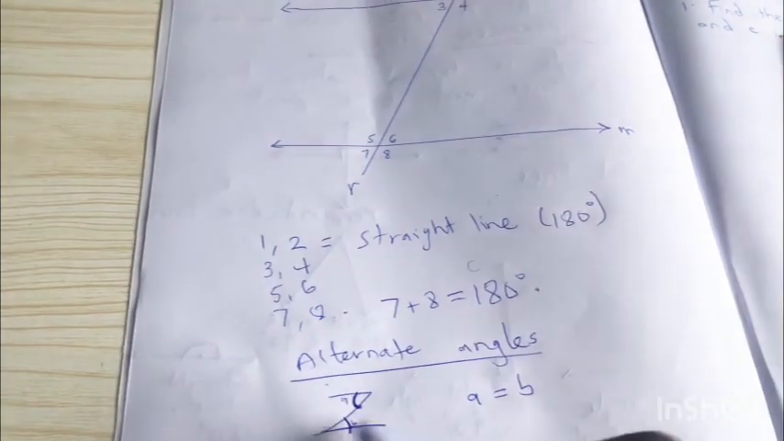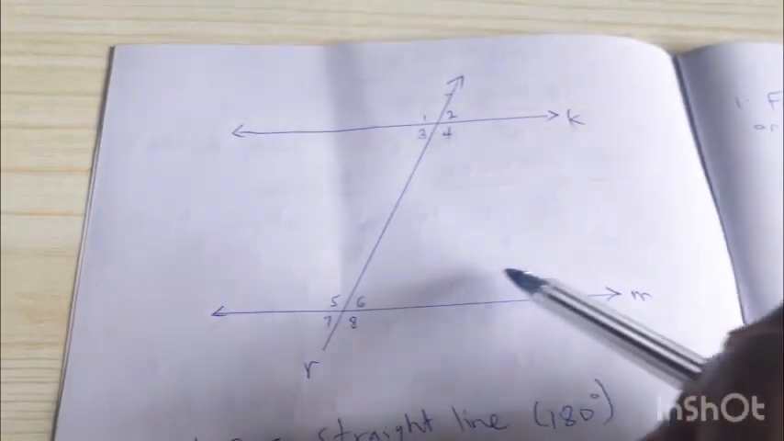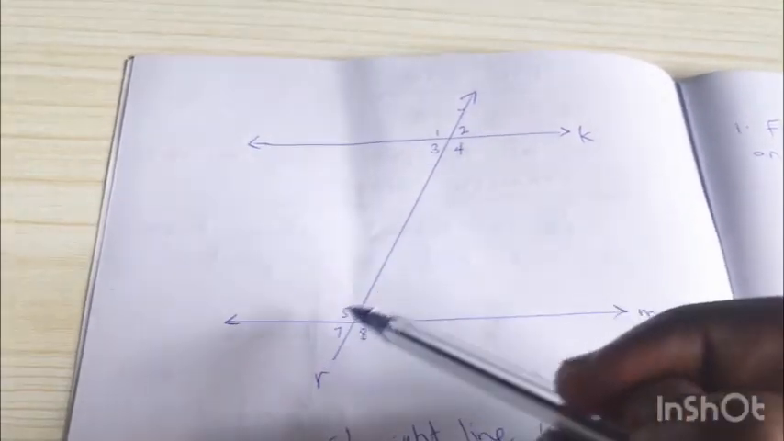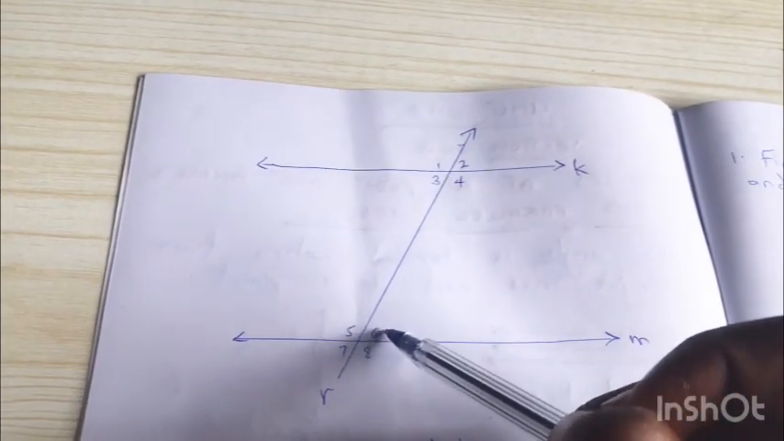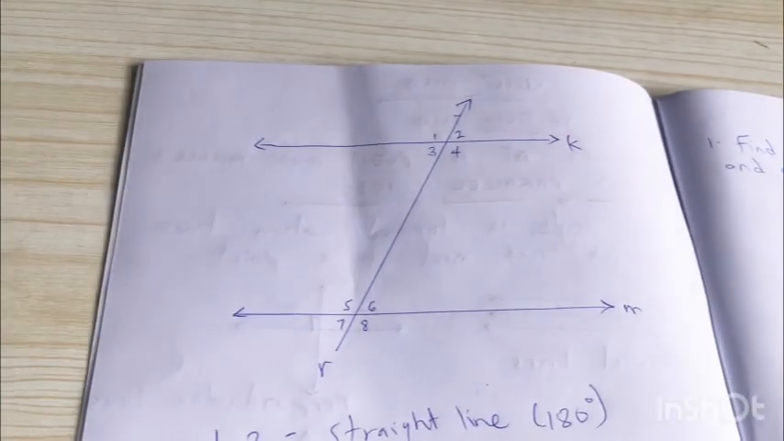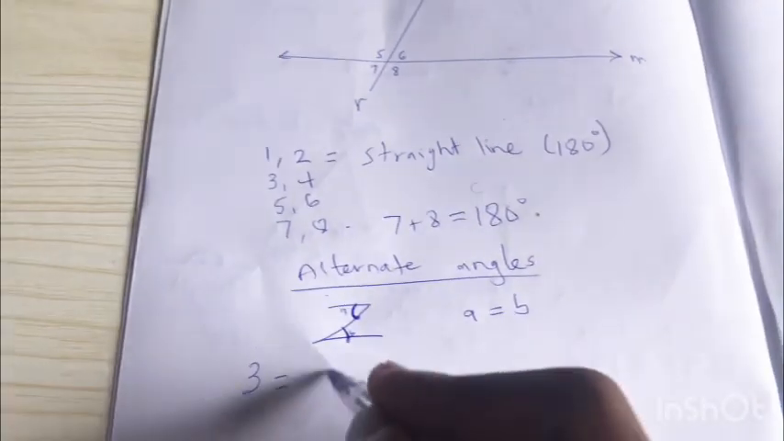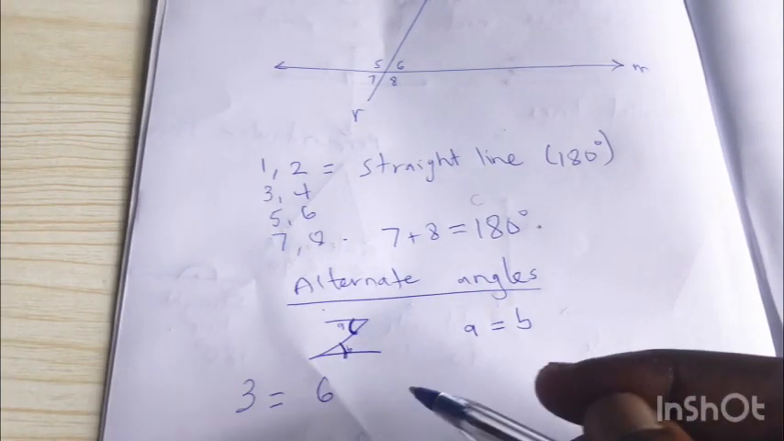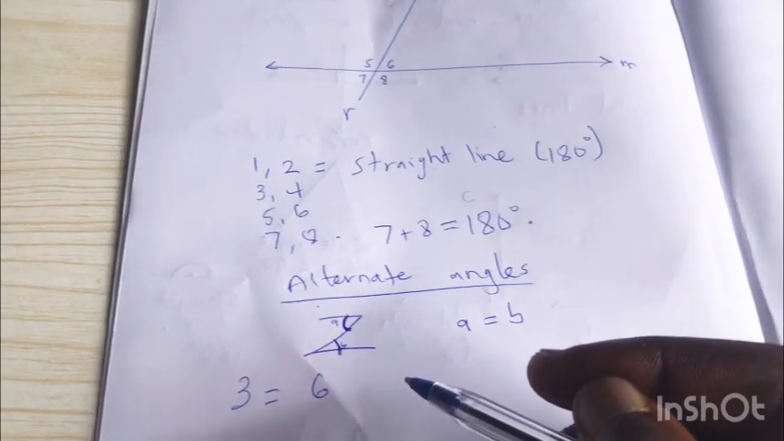So let's bring this shape here and see what we get. We can see the Z shape here. For this Z shape, where is the corner? 3. And this one, the corner is what? 6. So you can see that 3 is equal to 6. And that is what? An alternate angle. I hope you are getting me.